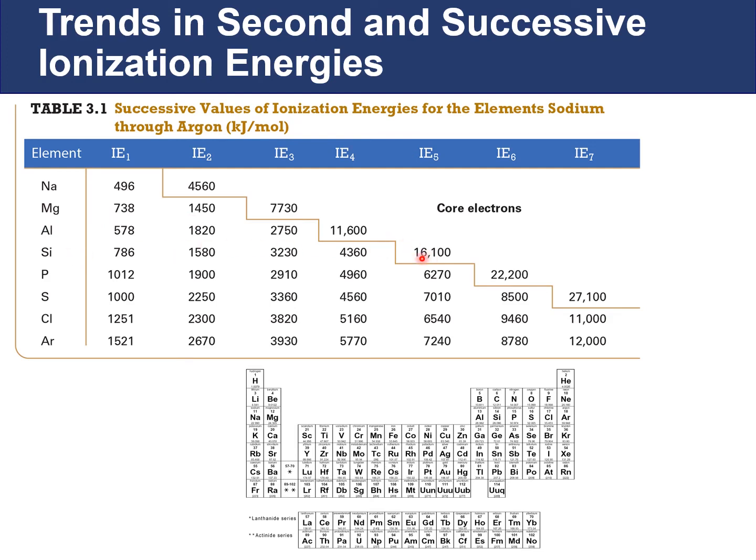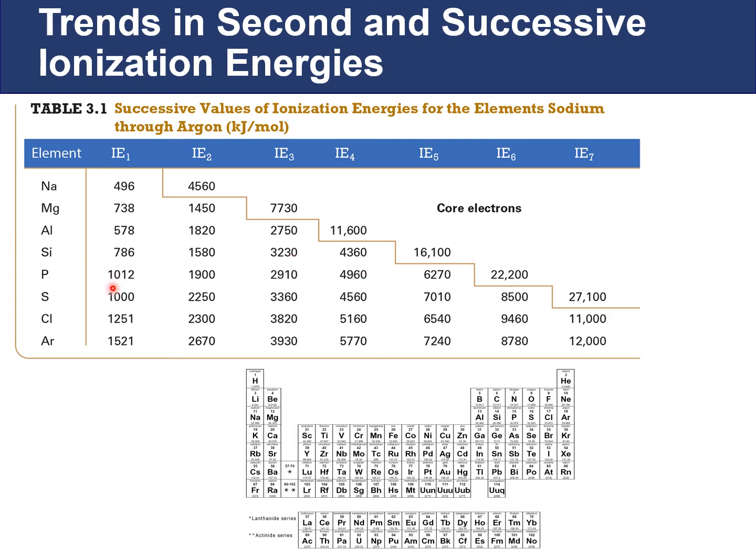So what we can do is, if we didn't know which element we were working with, but we knew which row of the periodic table we were working with, we could look at the ionization energies, look for the large jump, and then count backwards to determine which element we were working with. So let's say you had some data that suggested that the sixth ionization energy was very large as compared to the fifth, fourth, and third.